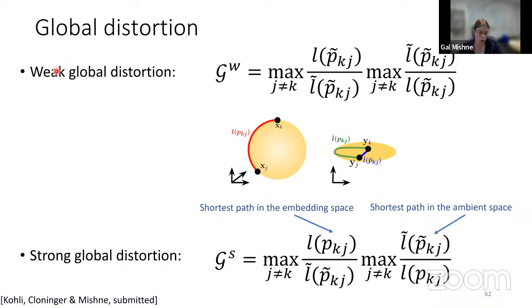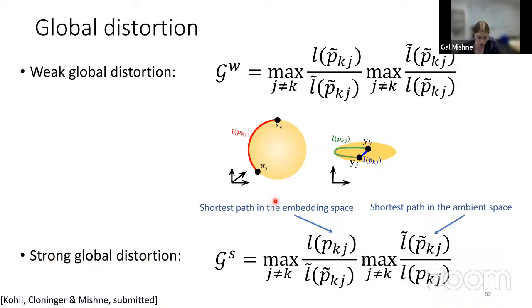So for the weak global distortion, we take our path. So for example, here between xi and xj, we calculate the geodesic. And then we take the same sequence of points as we had in the high dimensions, recover that same sequence in the low dimensions, and see whether this path has contracted or expanded. And we use this in order to define a pointwise version of global distortion.